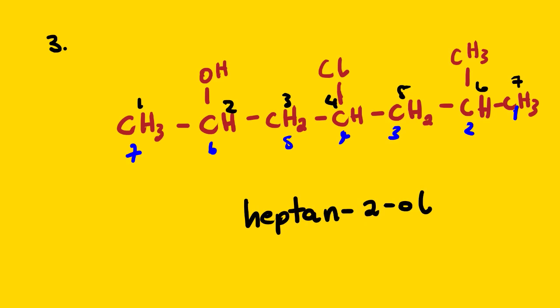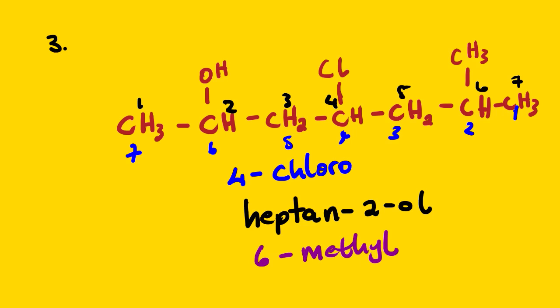Then let us check. If we start from left to right, we can see that our chloride is on carbon number 4. So we have 4-chloro. Then when we count from left to right, we can see that our methyl is on carbon number 6. So our last part is 6-methyl.